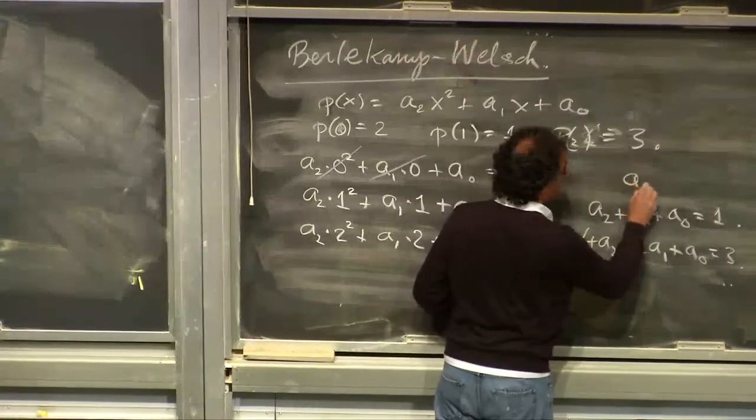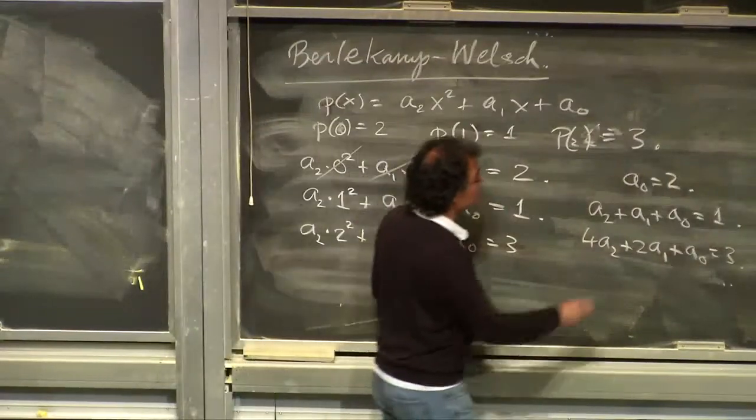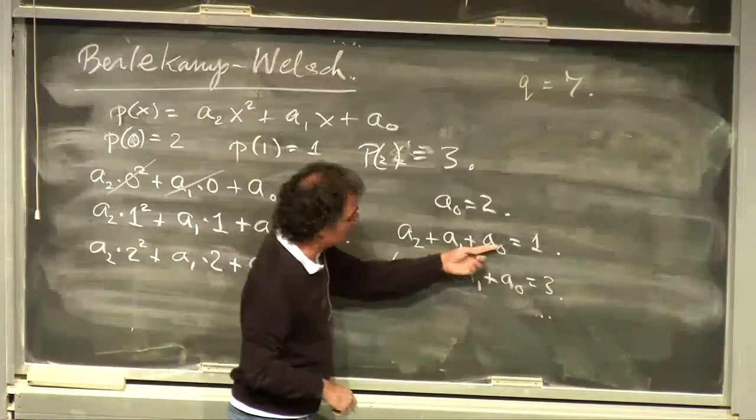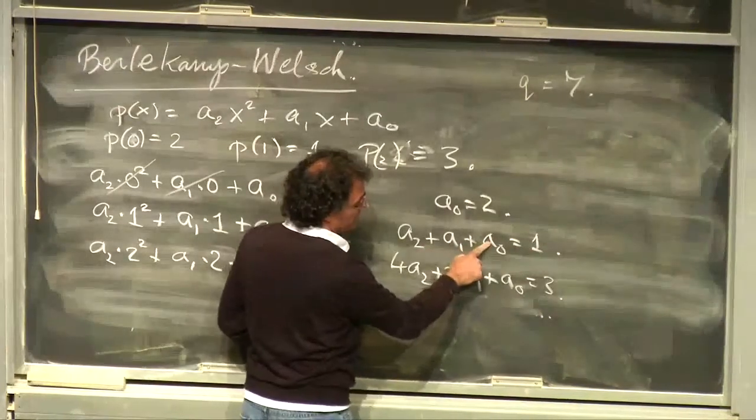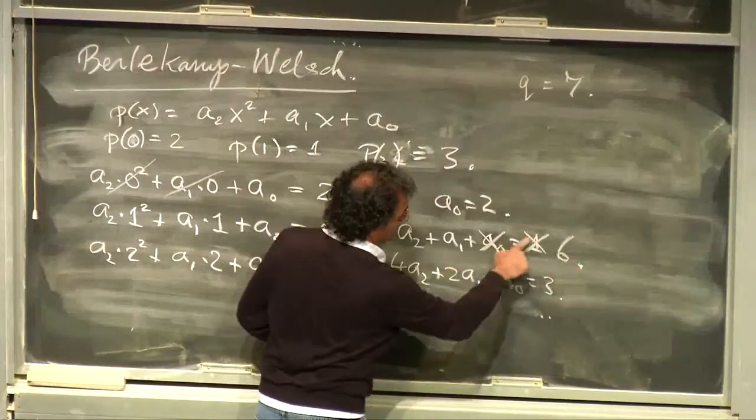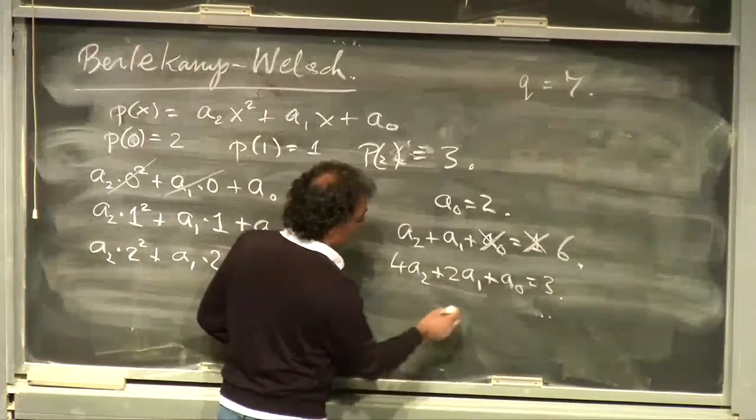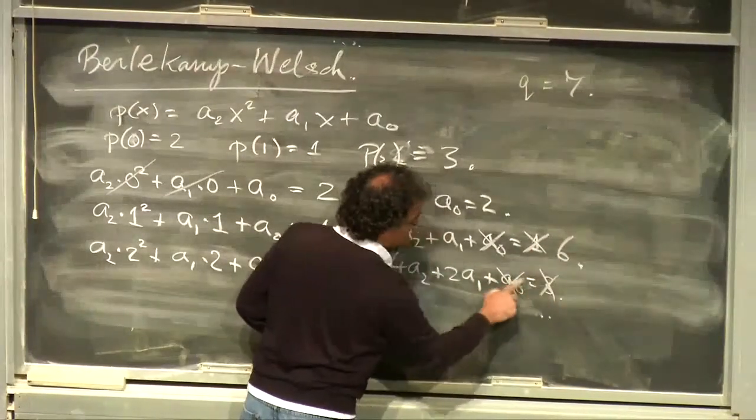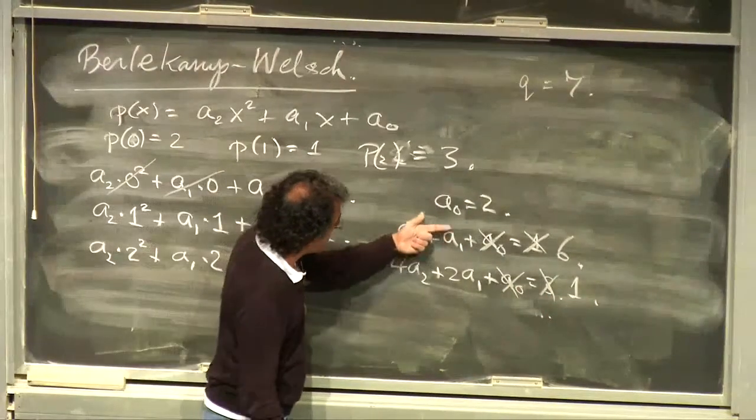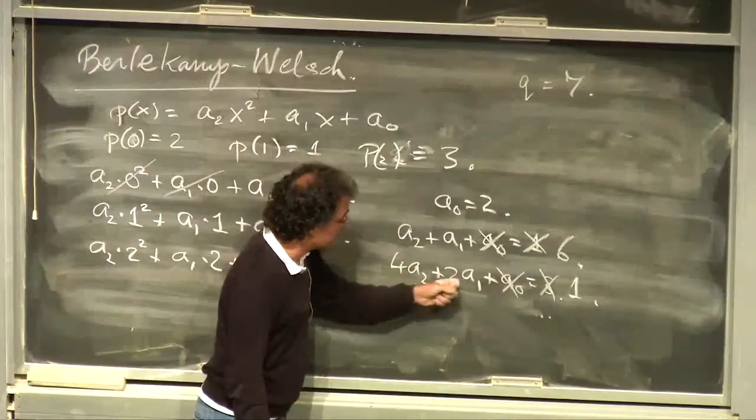That told us a naught equals 2. We are working mod 7, let's say, q equals 7. So now we can substitute a naught equals 2, and we get 6 here, since 1 minus 2 is 6. We substitute 2 here, so we get 1. So we have these linear equations: a naught equals 2, a1 plus a2 equals 6, and 4a2 plus 2a1 equals 1.